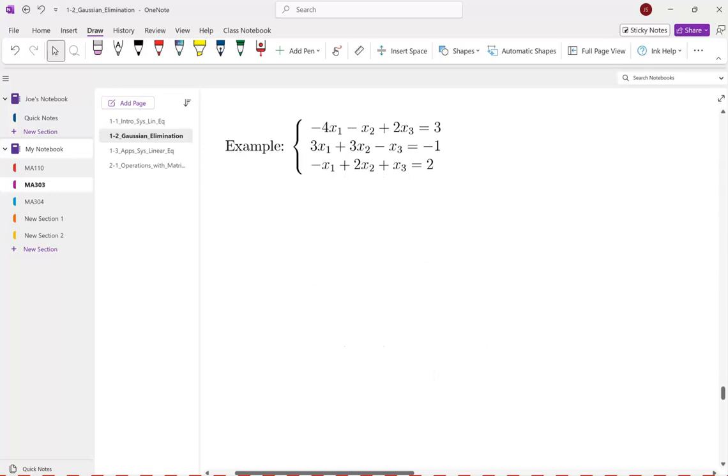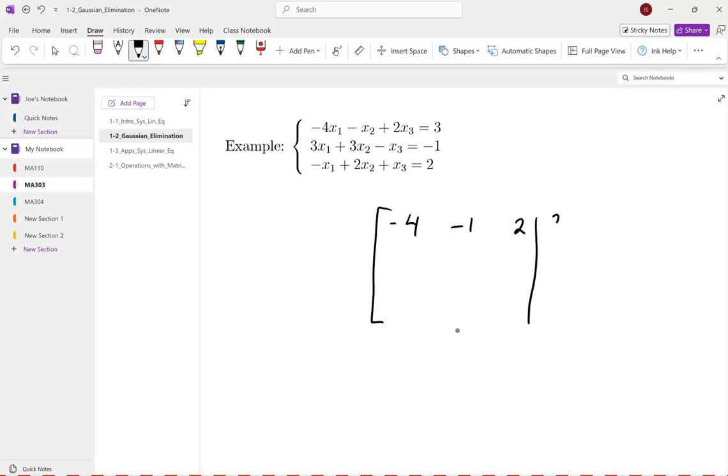All right. Let's do the next one, because these are so much fun. Did you have any questions about the previous one? Notice these are much faster when you use the technology, aren't they? Negative 4, negative 1, 2, 3, 3, 3, negative 1, negative 1, negative 1, 2, 1, 2. Are we okay? I'm assuming everybody's okay at this point with setting up your augmented matrices. Not too bad, I hope.